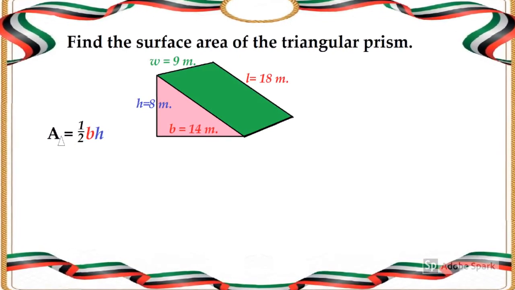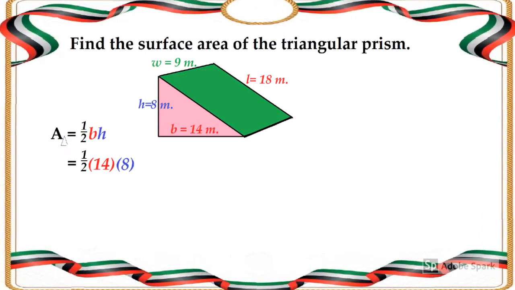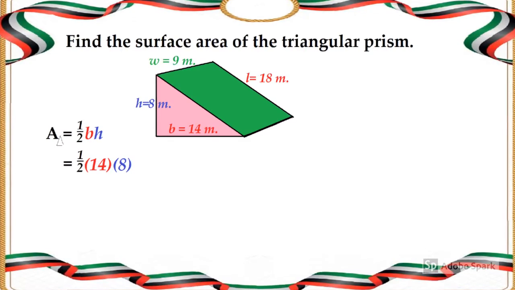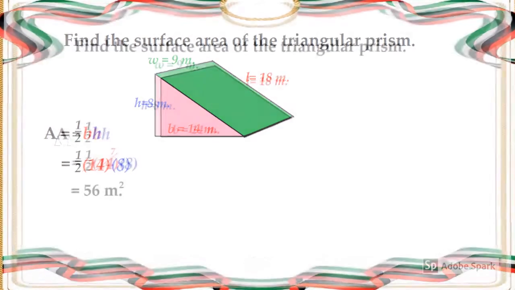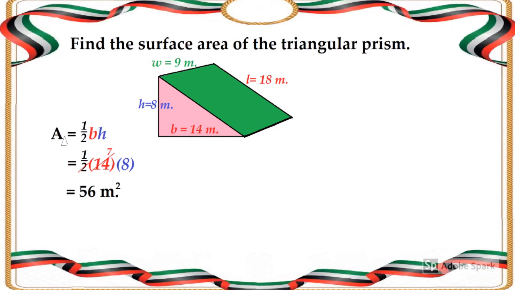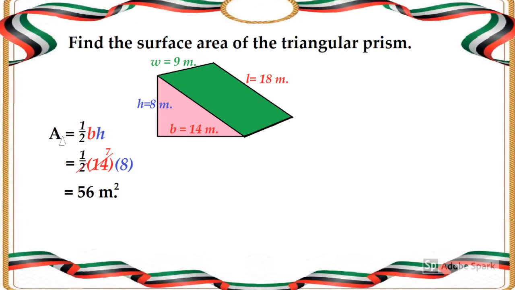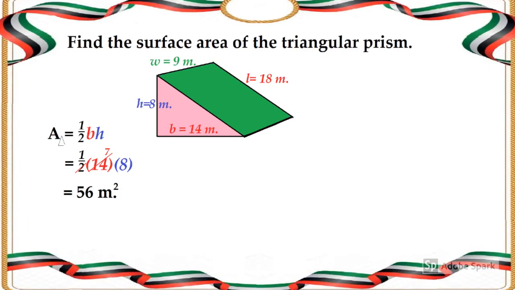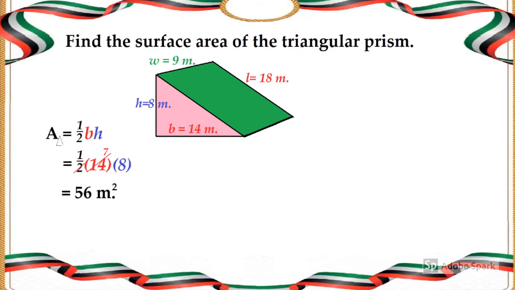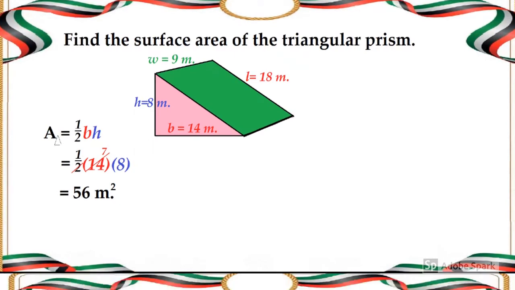The area of the base is 1/2 base times height. Substituting the values in the given equation, therefore, 1/2 times 14 times 8. There are two numbers that have the same factor, the 2 and the 14. So, 2 in 2 is 1 and 2 in 14 is 7. We can simply multiply 7 by 8 and we can get 56. Therefore, the area of the triangle is 56 meters square.